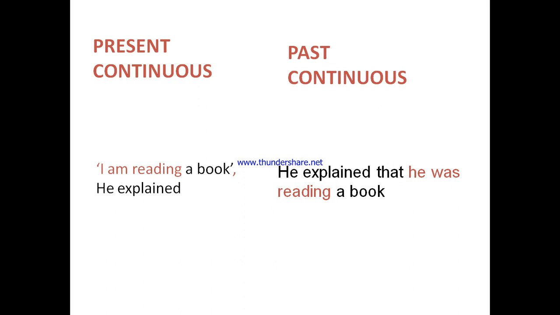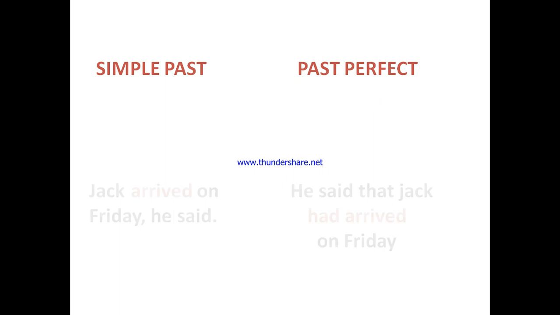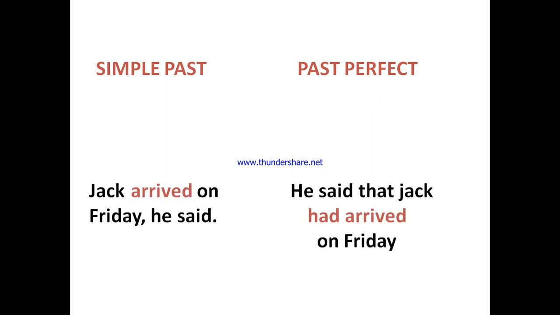To the next one, we have here the simple past and the past perfect. So let's see a sentence in the simple past. Jack arrived on Friday, he said. To make it reported speech as a past perfect, we say, he said that Jack had arrived on Friday. So arrived in the simple past becomes had arrived in the past perfect.